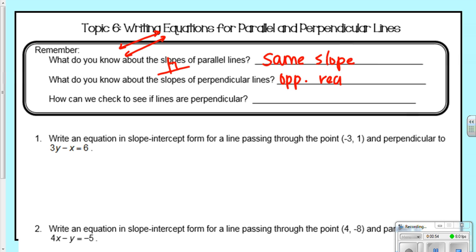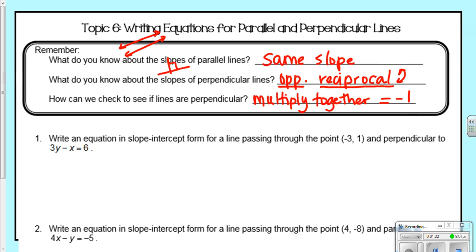Now, when I say opposite reciprocal, I'm not trying to be redundant and say the same thing twice. Both of those words has a meaning. Opposite is there because you have to change the sign. Reciprocal is there because you have to flip it over. You have to do two things when it's a perpendicular line. And this is how we can check to see if they're perpendicular: you're going to multiply together and see if it equals -1. If when you multiply you get -1, then you've done it correctly.